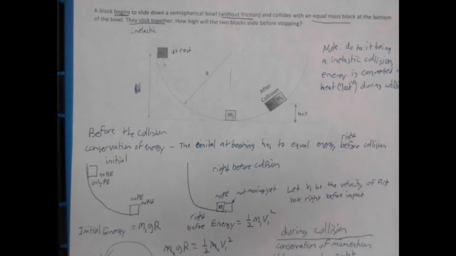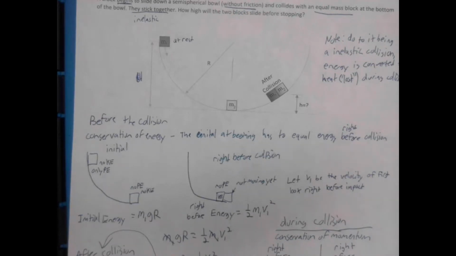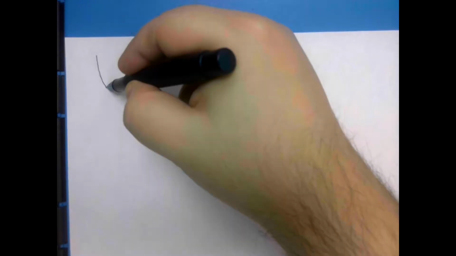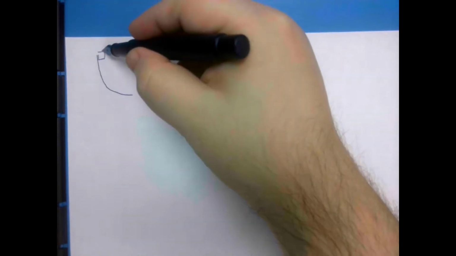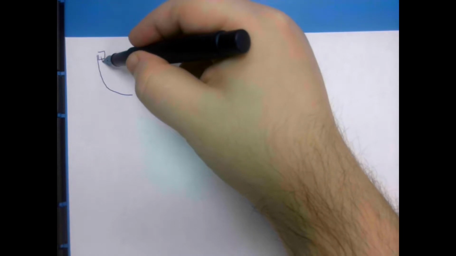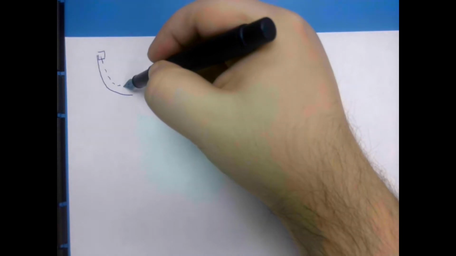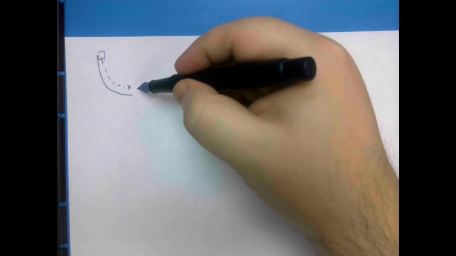Alright, coming back to this problem. So basically, it's a multi-step problem. The main thing we need to do is consider, so we have a box that's going to move down the slope and then hit another box.